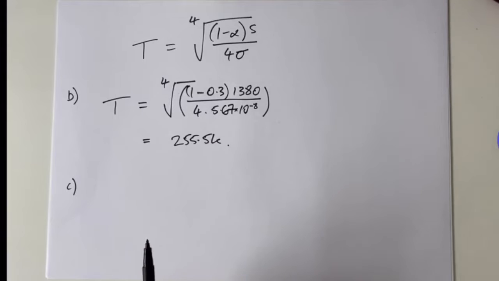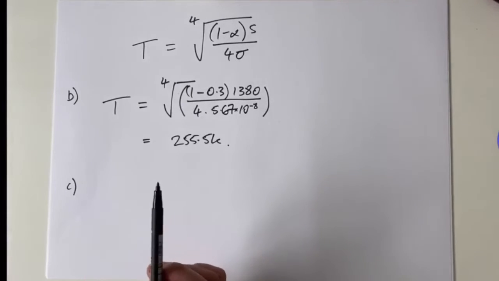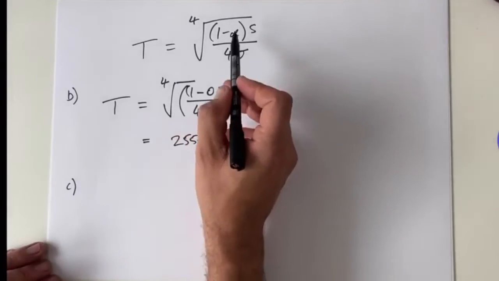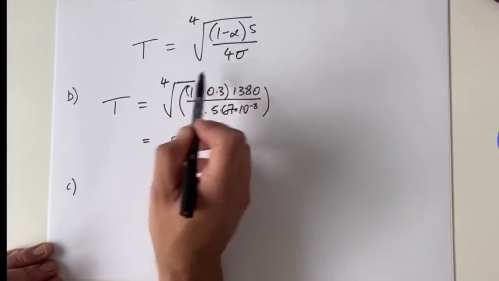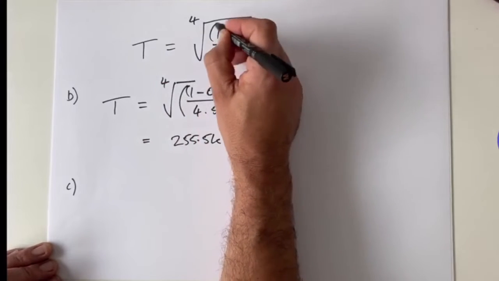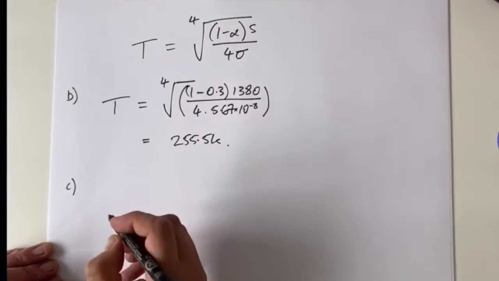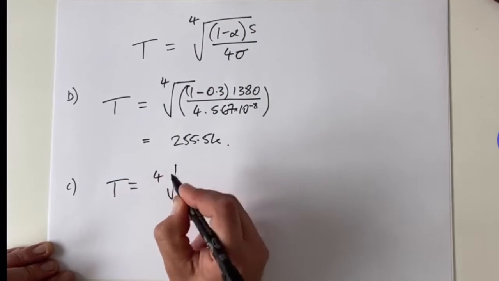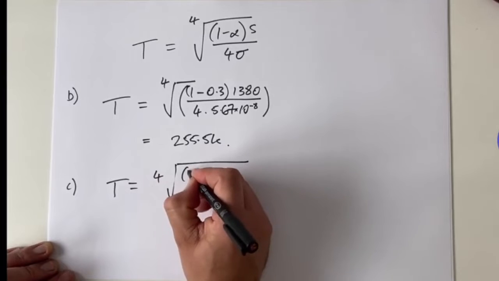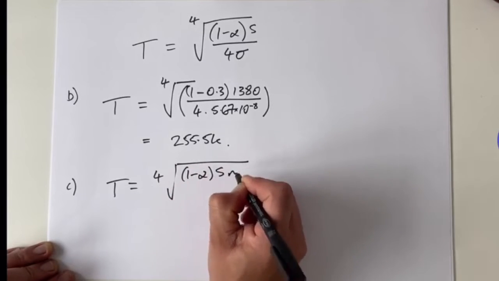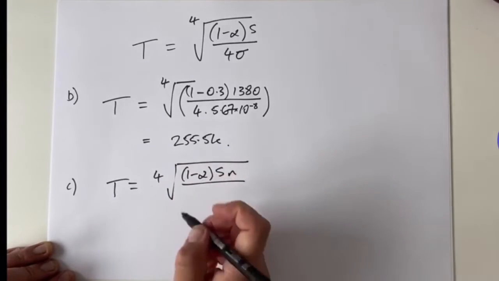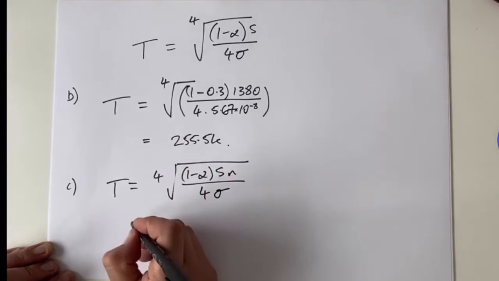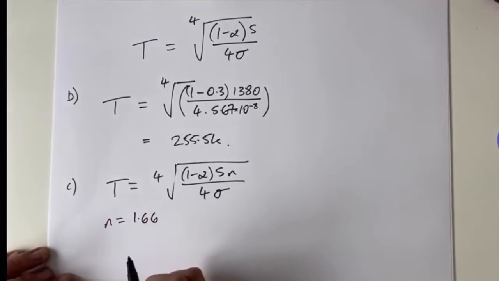Okay, in question C, it asks you to work out what would happen if you were to include an extra greenhouse gas term. And it says that the way of accounting for this greenhouse gas term is that we change this model up here by adding an n. Basically, we multiply this whole bit by n. So instead of it being this, it becomes T equals the fourth root of 1 minus alpha s times n, you could write that n anywhere, divided by 4 sigma. And then it also tells you that n equals 1.66.